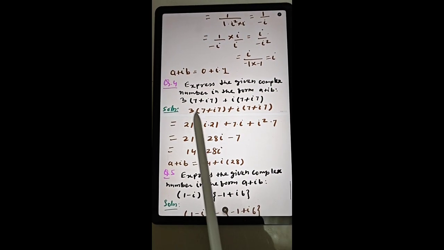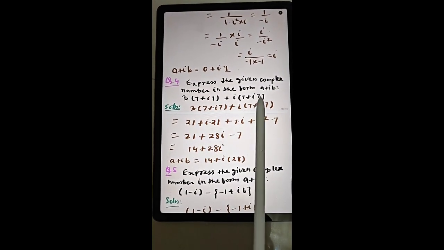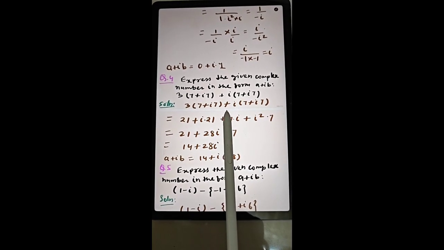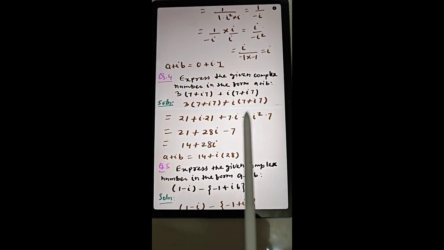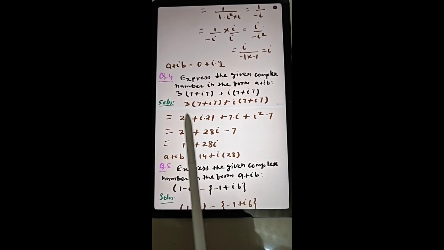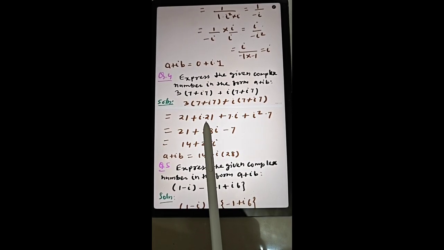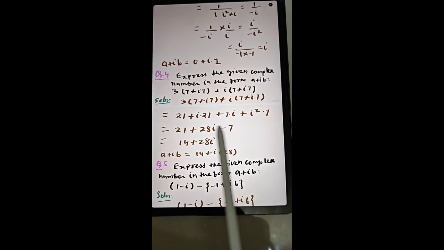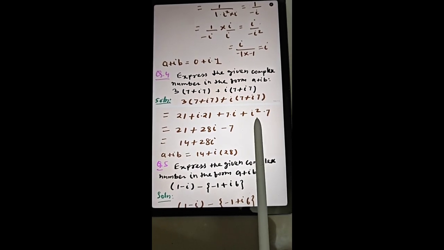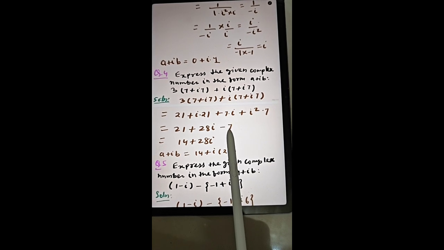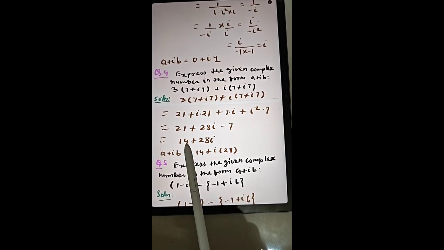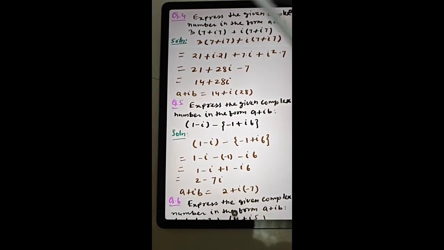Question number 4, express the given complex number in the form a plus ib. This is 3 into 7 plus i times 7 plus i times 7. So just simplify it. 3 times 7 is 21, 3 times 7 is 21i, i into 7 is 7i, i square into 7. So 21, and this i square is minus 1, so minus 7. 21 plus 7 is 28i. 21 minus 7 is 14, plus 28i.